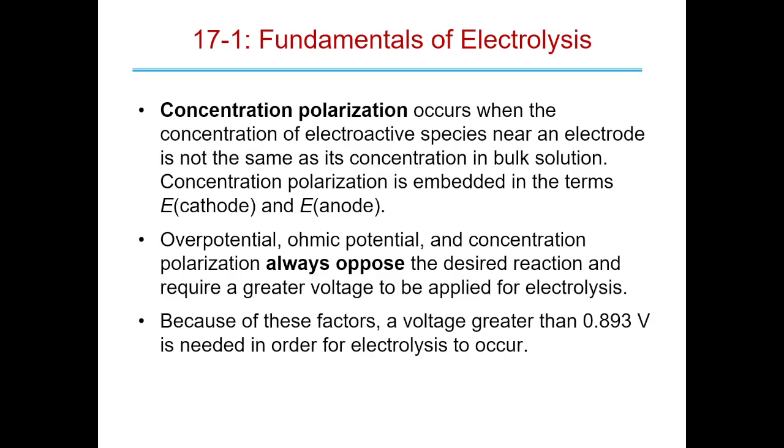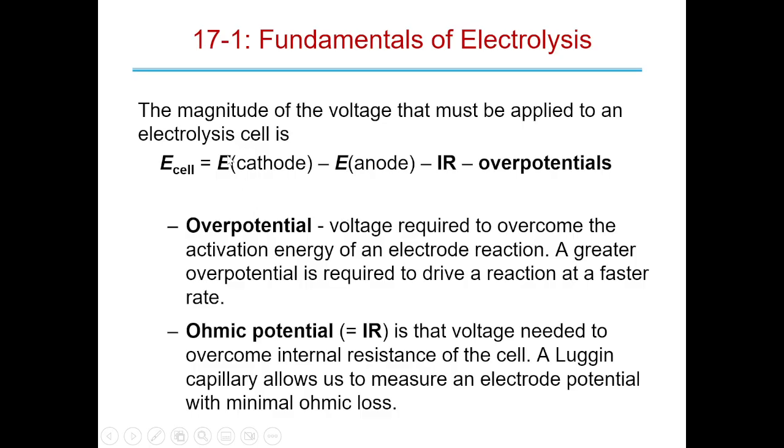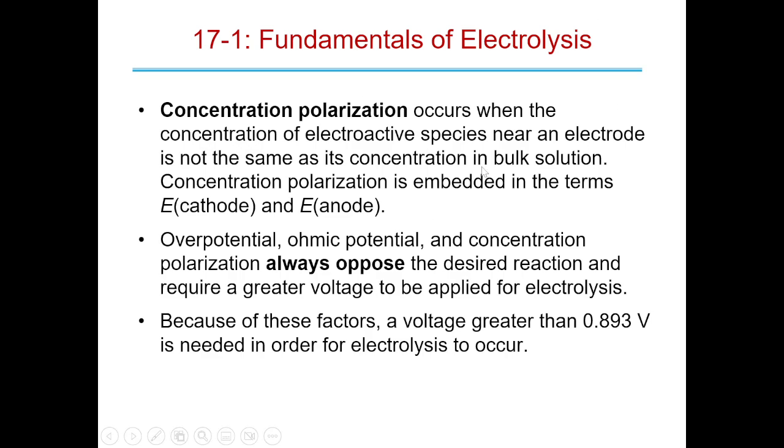Okay. So concentration polarization is going to occur when the concentration of the electroactive species near an electrode is not the same as the concentration in bulk solution. Concentration polarization is embedded in the terms of E cathode and E anode. Notice these are not with the knots or primes. So these are the numbers that you would actually get from an experimental situation. Experimental situations will always have a concentration polarization, where the charged ions will be near the cathodes and anodes because they're attracted or repelled, right?